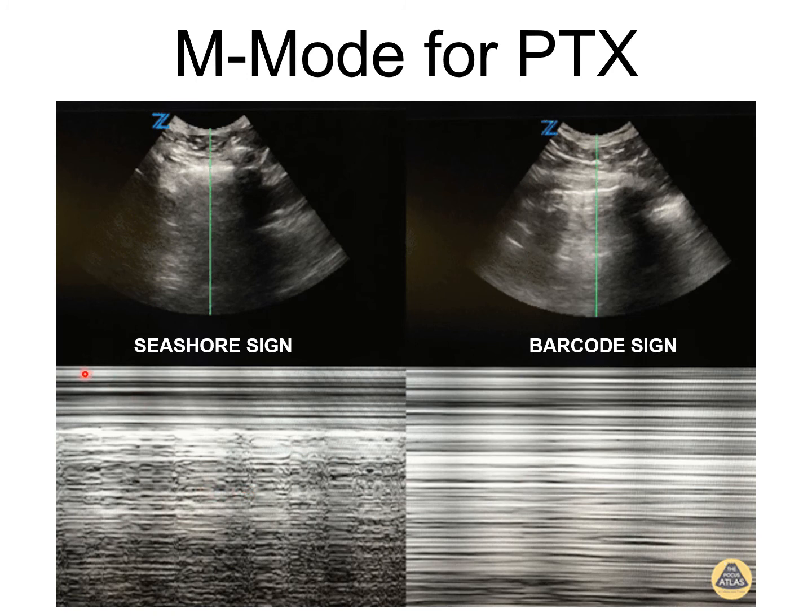This is called seashore sign. So this is as if these are waves at a beach. And this is barcode sign. Barcode sign means pneumothorax. Seashore sign means normal lung.